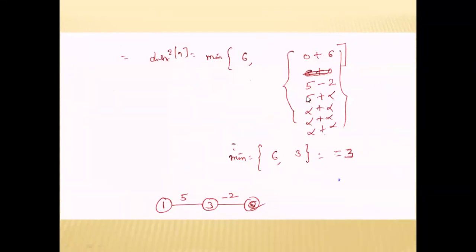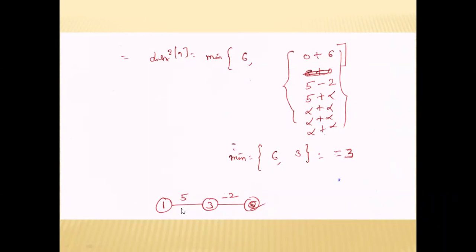So 0 plus 6, and 5 minus 2, 5 plus 2, 5, infinity plus infinity, infinity plus infinity. That is the minimum value: the minimum of 6, 3, 5, infinity, infinity, infinity is the minimum of 6 comma 3, which equals 3. That means you are finding the shortest path from the first vertex to the second vertex by using two edges.